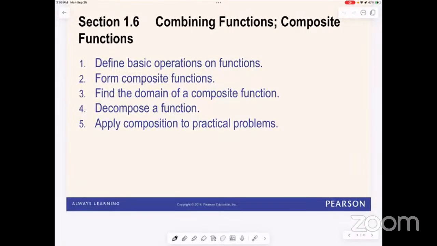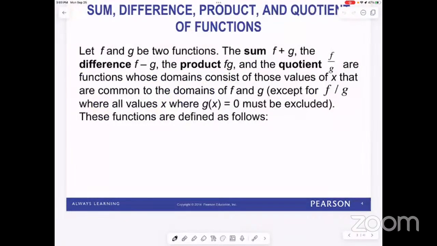Okay. So we have the sum, difference, product, and quotient of functions. Let f and g be 2 functions. The sum, f plus g, the difference, f minus g, the product, f times g, and the quotient, f divided by g, are functions whose domain consists of those values of x that are common to the domains of f and g, except for f divided by g, where all values of x where g of x equals 0 must be excluded. These functions are defined as follows. Let's just look at the definition.